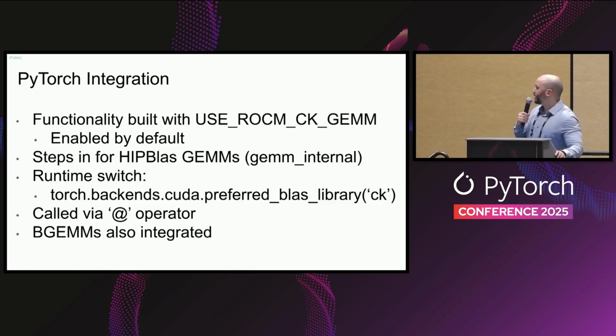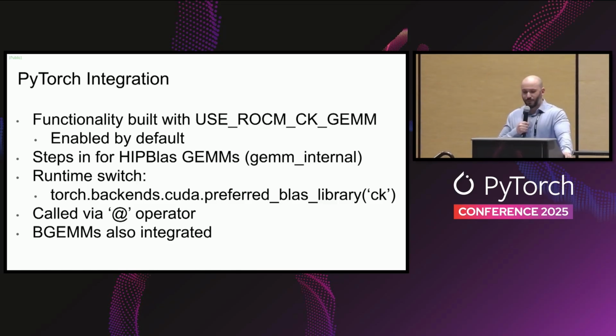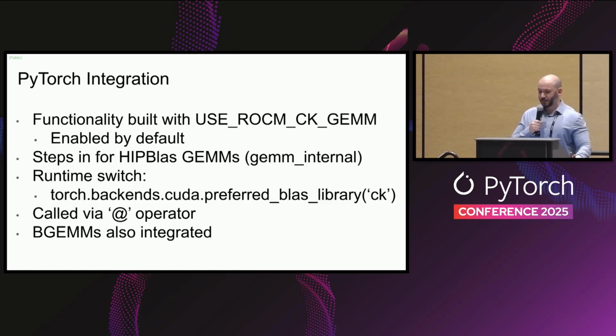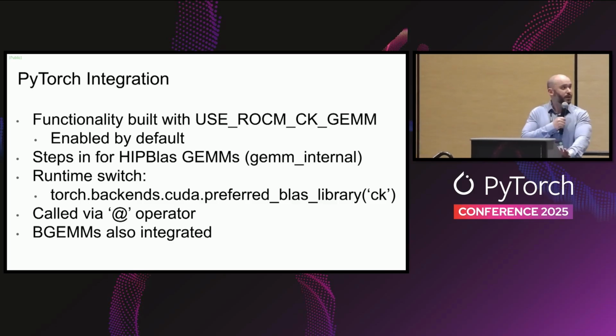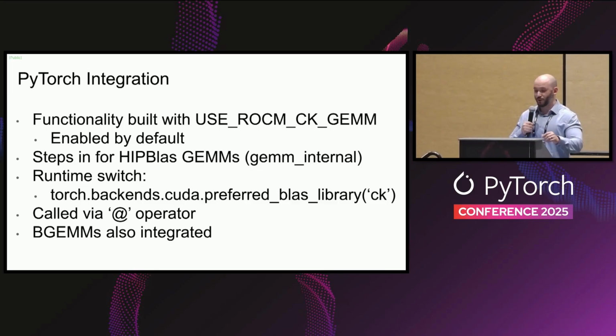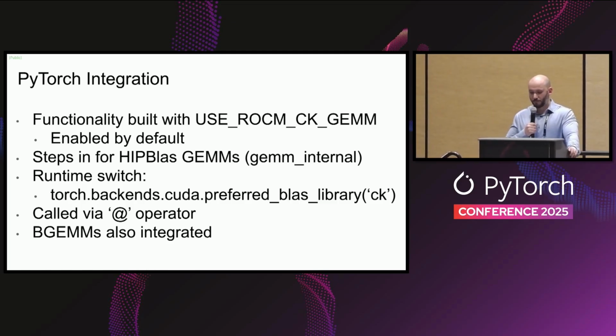Enabling CK GEMMs begins at build time. They key off the environment variable USE_ROCM_CK_GEMM, which is currently enabled by default. At runtime, users may set their preferred BLAS backend to CK by calling preferred BLAS library. Then the GEMMs will be used normally, such as when the @ operator is used. There are also batch GEMMs integrated, which will similarly be used in the normal BGEMM case.